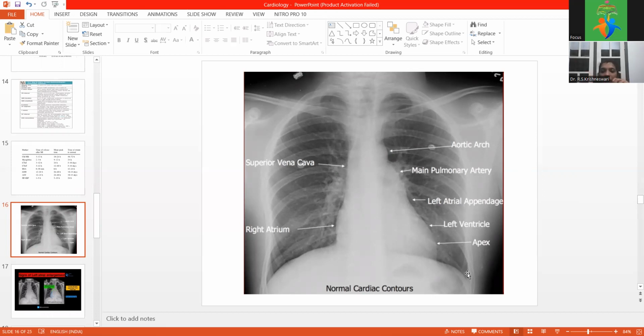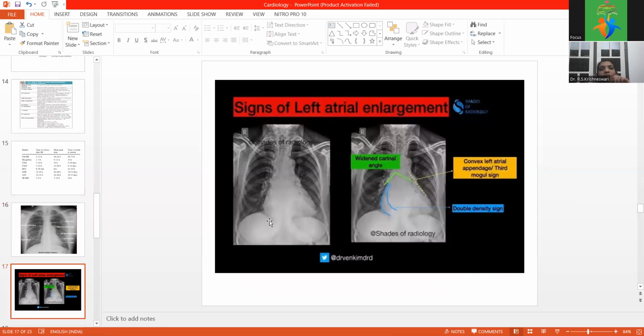We are going to talk about only the important abnormal things which we can see in the X-ray. So, left atrium. We all know that the left atrium forms the base of the heart. So when there is left atrial enlargement, what happens is a double cardiac shadow. Very, very important. Double cardiac shadow is seen in left atrial enlargement. I repeat, double cardiac shadow is seen in left atrial enlargement.